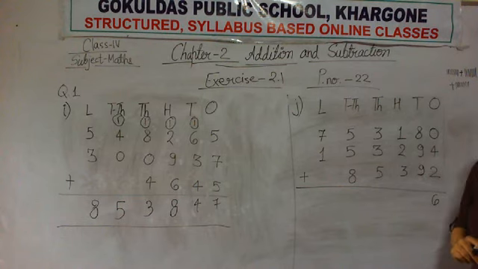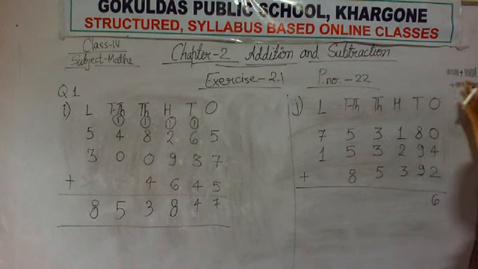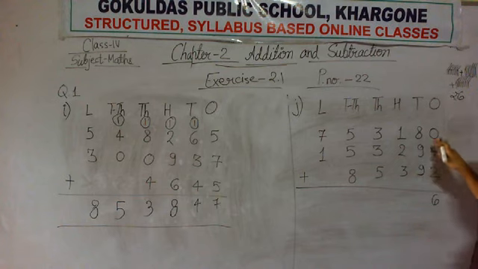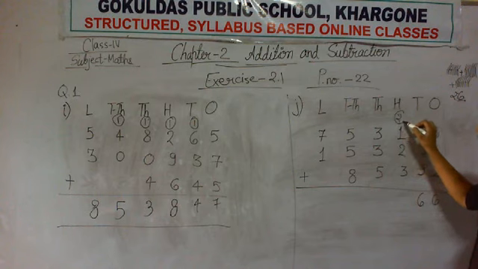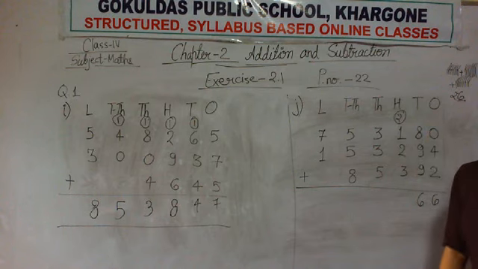Now start counting these sticks. 1, 2, 3, 4, 5, 6, 7, 8, 9, 10, 11, 12, 13, 14, 15, 16, 17, 18, 19, 20, 21, 22, 23, 24, 25, 26. You got 26. But you cannot write 2 digits at one column. So what you will do? You will write this 6 over here and 2 is regrouped in the next column.